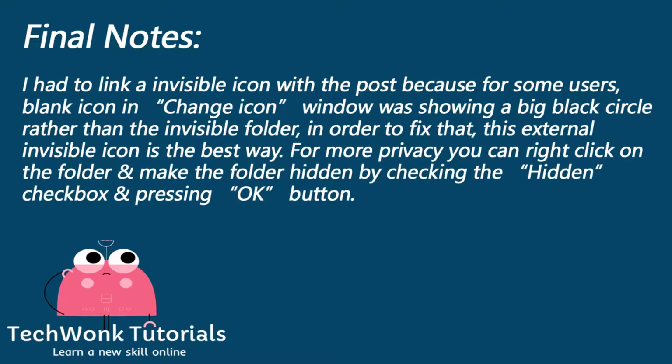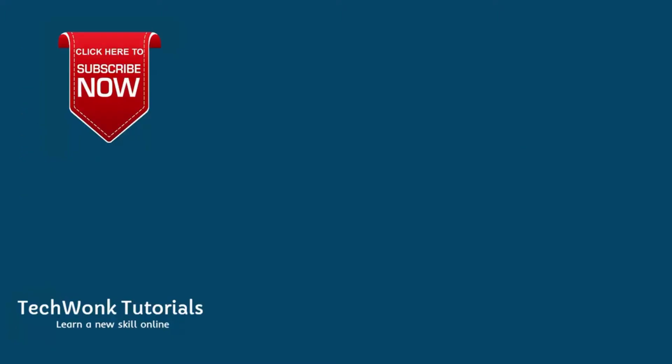Final notes. I had to link a invisible icon with the tutorial because for some users, blank icon in Change Icon window is showing a big black circle rather than the invisible folder. In order to fix that, this external invisible icon is the best way. For more privacy you can right-click on the folder and make the folder hidden by checking the hidden checkbox and pressing OK button.